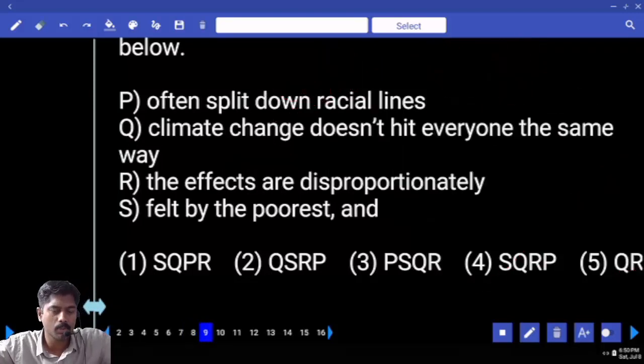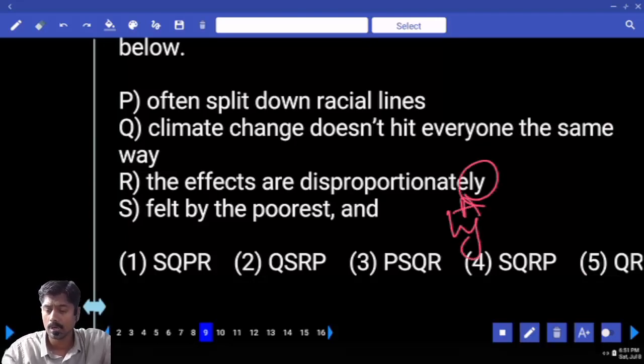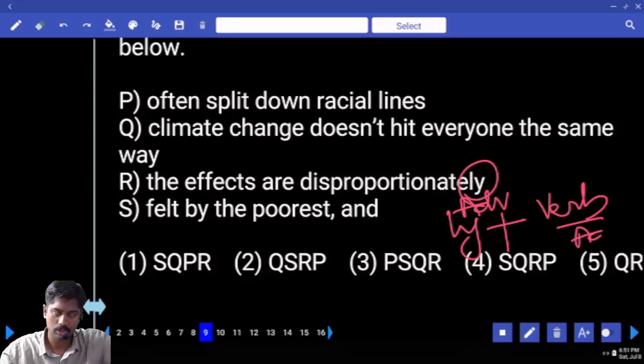Often split down racial lines, maybe first, may not be, we don't know. Climate change does not hit everyone the same way. Maybe first, may not be. The effects are disproportionately. If a word is ending with ly, this is called an adverb, 99% of the cases. After an adverb, we generally take a verb or adjective.